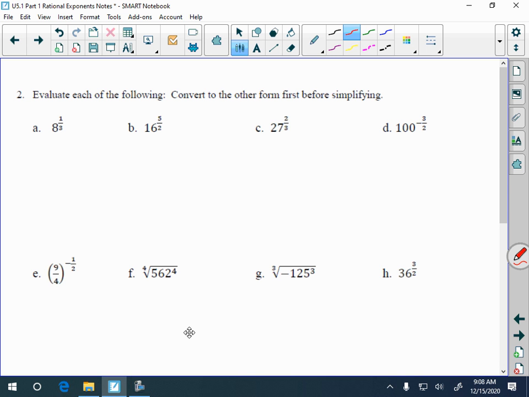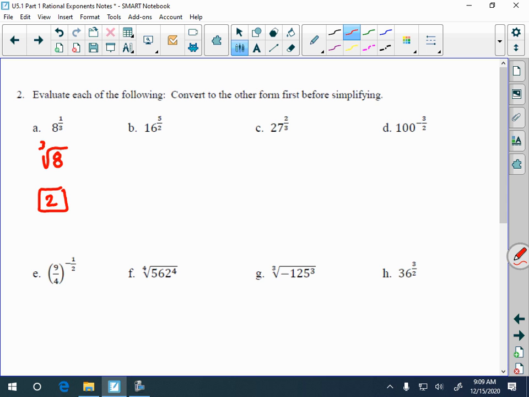So 8 to the 1/3, this is the cube root of 8. Okay, it's really 8 to the first, but we don't have to put the 1 there. Now the cube root of 8, you should know, is 2. So you don't even need a calculator for this. Now, you could put 8 to the 1/3 in your calculator. Most calculators have a fraction key and an exponent key, and you could put it in there. You should get 2 if you want to double check.